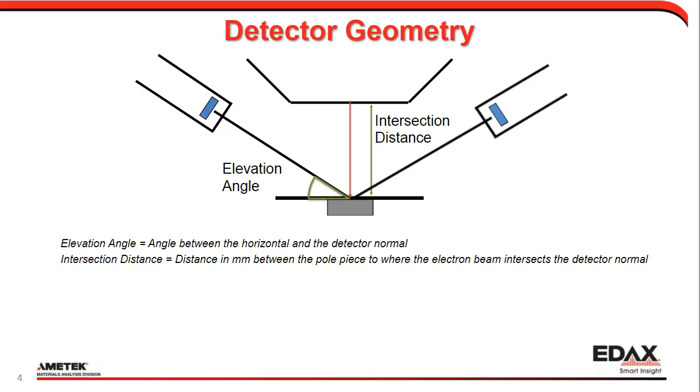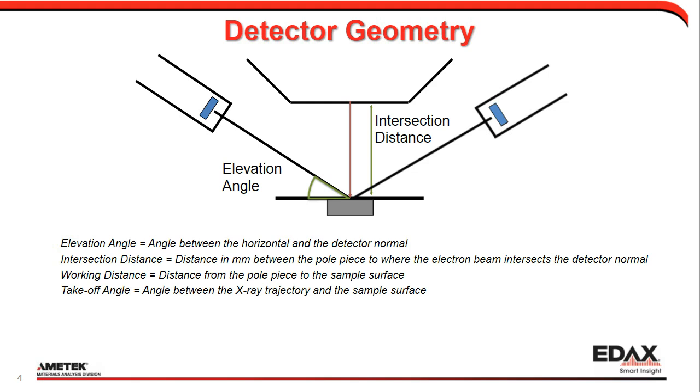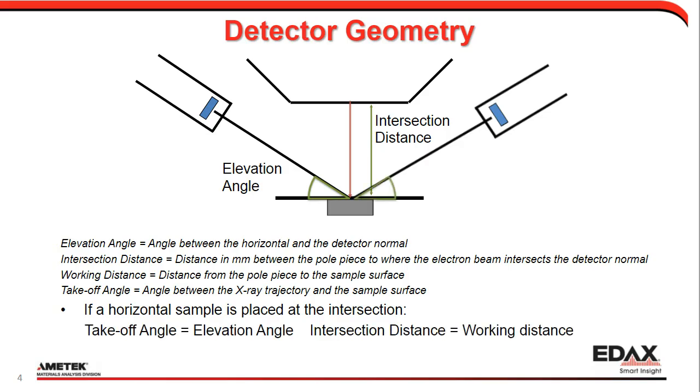Working distance is the distance from the pole piece to the sample surface. And the takeoff angle is the angle between the X-ray trajectory and the sample surface. These two parameters do change when you move the sample. If a flat sample is placed at the intersection, for each detector, the takeoff angle equals the elevation angle, and the intersection distance is equal to the working distance.